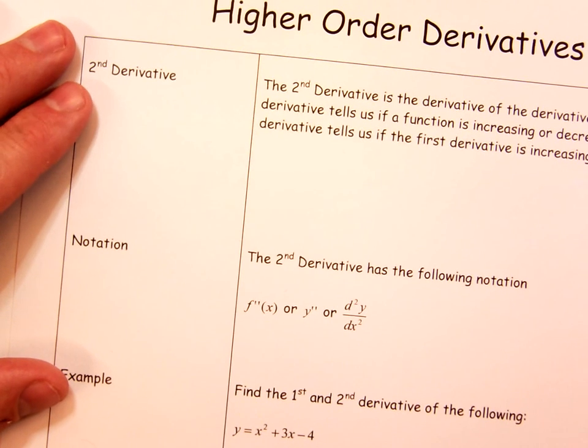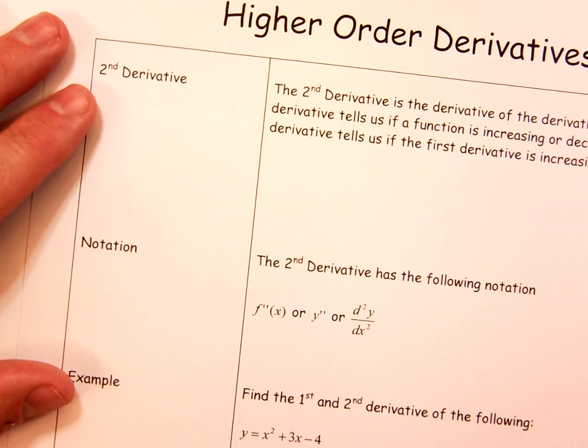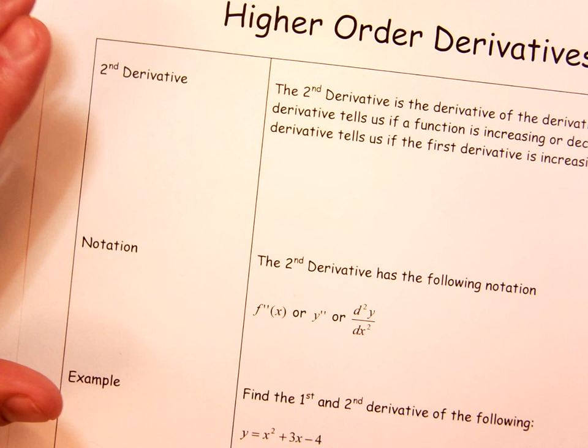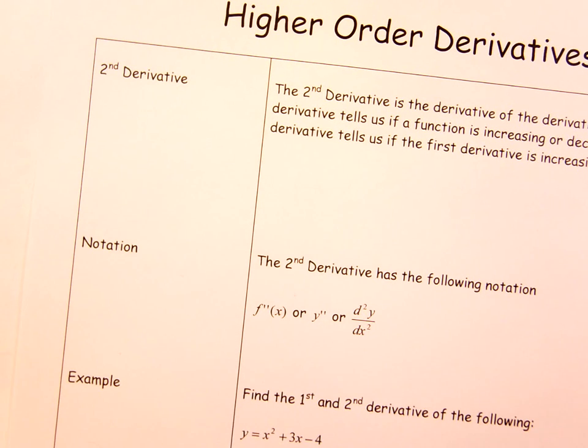So going through these notes, they're very short. Second derivative is the derivative of the derivative. The first derivative tells us if a function is increasing or decreasing. The second derivative tells us if the first derivative is increasing or decreasing. Does that make sense?